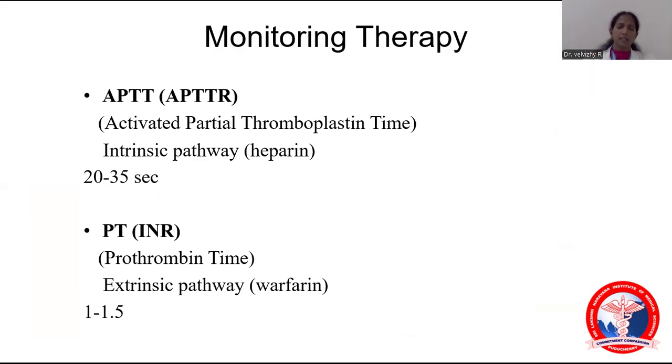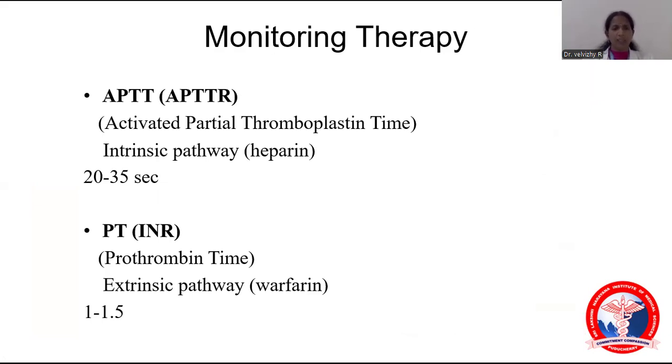When we are starting an anticoagulant, especially heparin, we always monitor two tests. One is APTT, that is activated partial thromboplastin time. The normal time is 20 to 35. If it prolongs or keeps increasing, then the patient has chances of developing bleeding manifestations. If the patient is taking an anticoagulant like heparin, it may increase up to 80. If it goes beyond that, we have to titrate the dose.